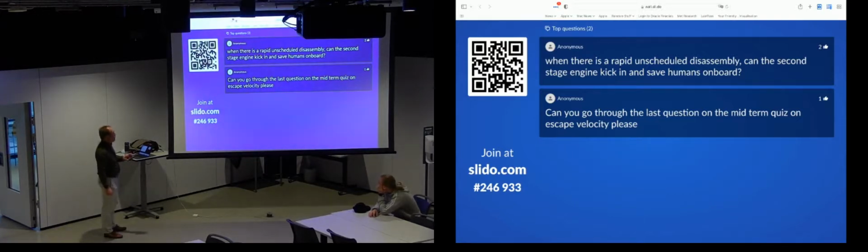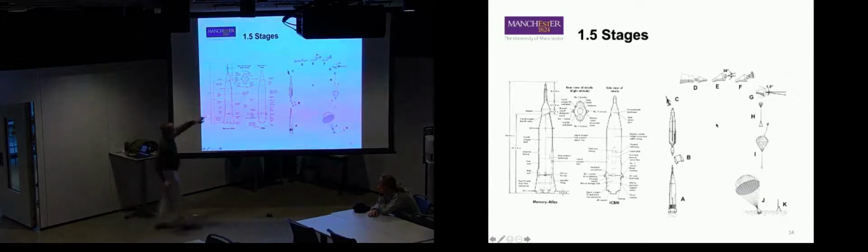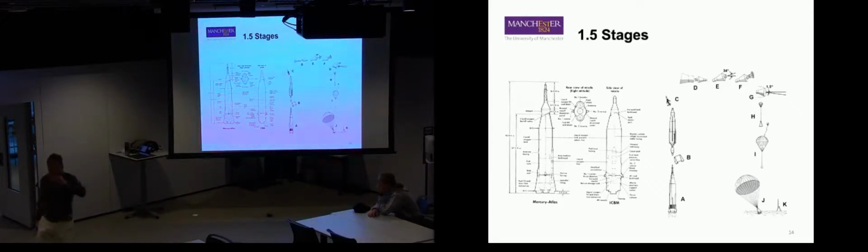When there is a rapid unscheduled disassembly, can the second stage engine kick in and save the humans on board? I.e., when the rocket disintegrates, which, by the way, it is known to do, what happens? So see that lattice tower on the top of the Mercury? They had them on Mercury, Gemini didn't have them, and they had it on Apollo. Soyuz has a similar thing. The Crew Dragon is different in the way it's built, but it's a similar concept.